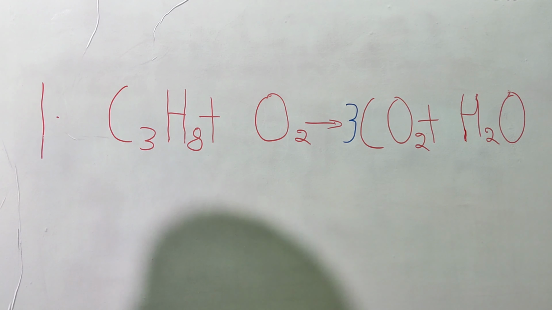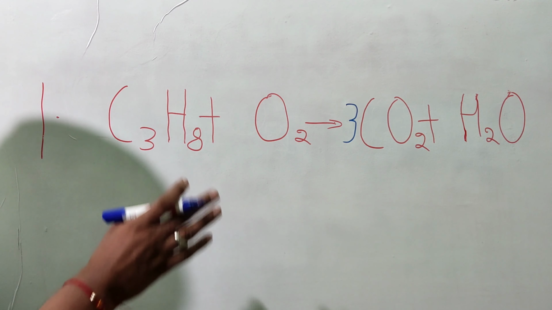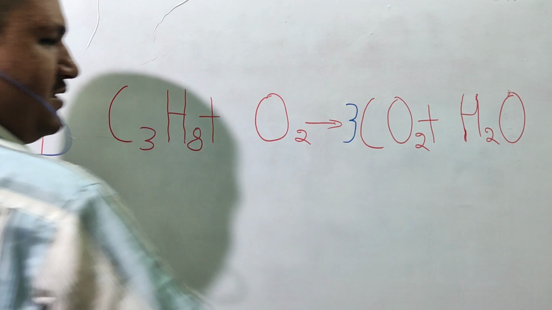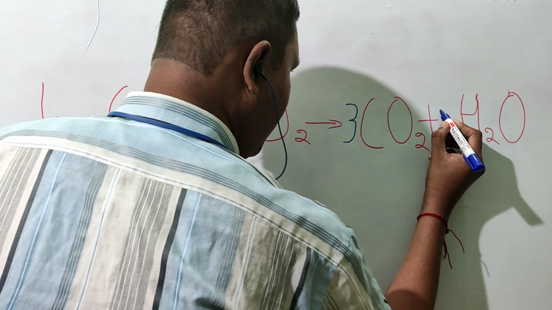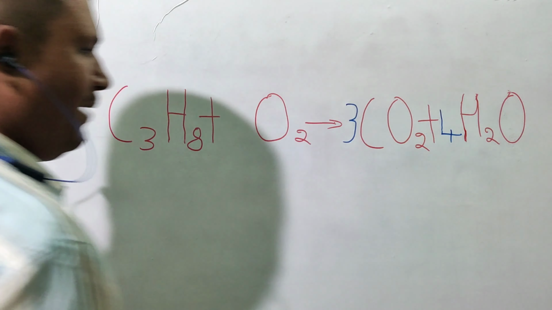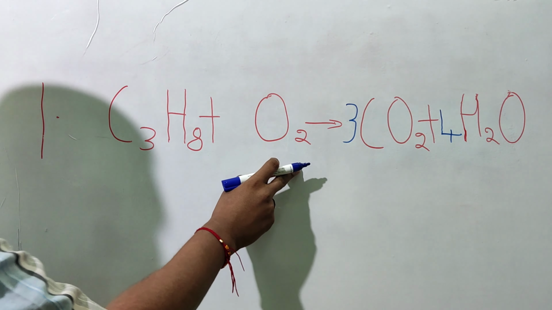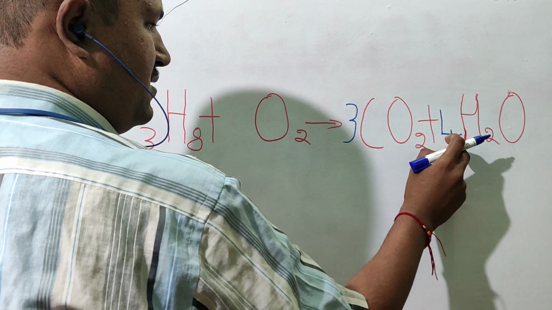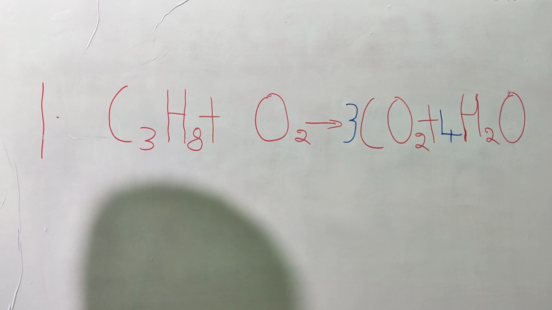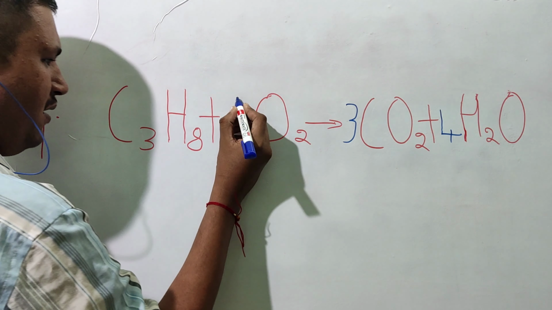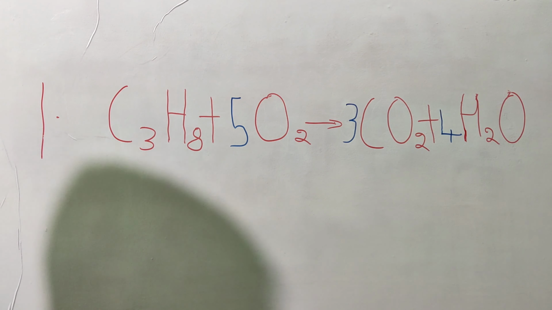Next step is hydrogen atoms. The number of hydrogen atoms is 8 in the reactant side and 2 in the product side. So 8 divided by 2 is 4. So enter 4 here to balance hydrogen. Next, to balance oxygen, number of oxygen atoms are 2 in the reactant side, and 3 2s are 6 plus 4, 10 on the product side. So 10 by 2 is 5. So enter 5 here. Check here. All the atoms are balanced on both the sides.